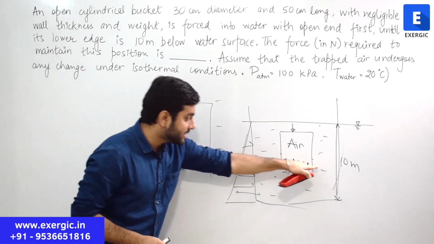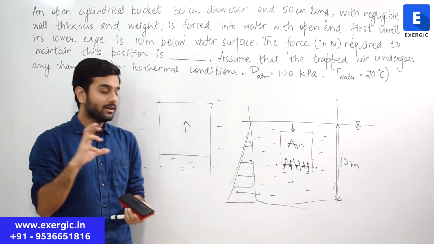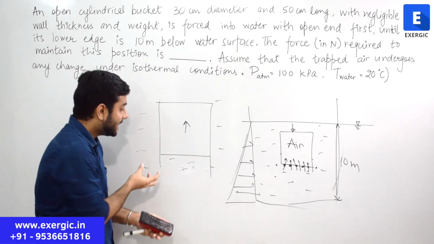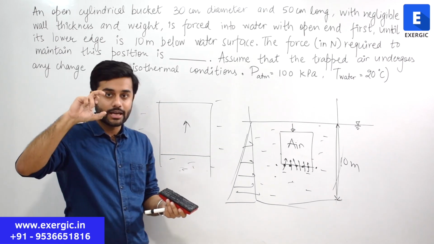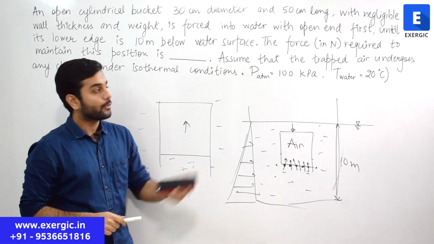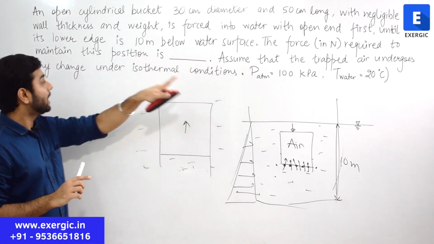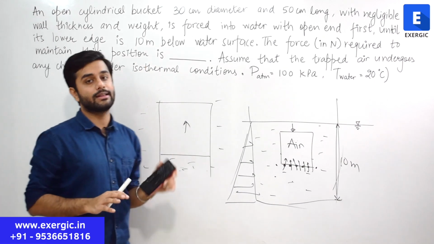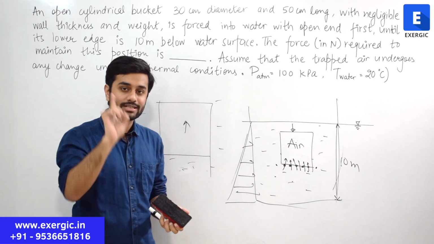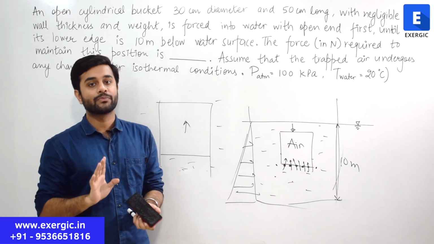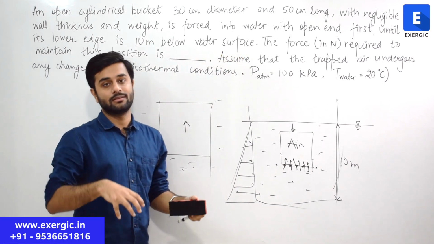So at any given position, whatever is the fluid pressure being exerted, that fluid pressure will help the liquid or the fluid getting into the bucket, and as well as it will help in compressing the air. The air will also get compressed. Okay. Coming to the question, I have not started the question yet. Assume that the air trapped undergoes any change under isothermal conditions. So this compression of gas is happening isothermally at constant temperature. This you have to assume. And assuming this, you have to tell how much force is required to maintain this position, right?